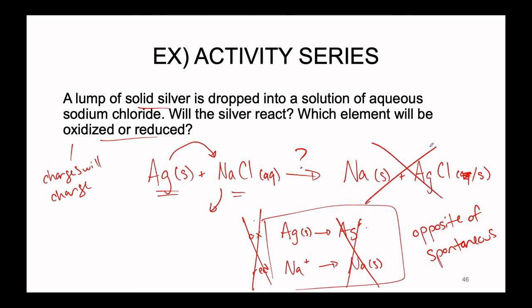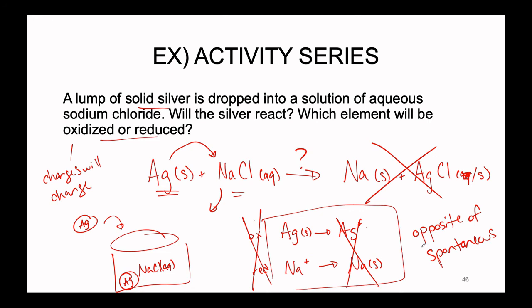Yes, we can physically on paper write a hypothetical set of products for this reaction, but if we were to physically take a lump of silver and throw it into a beaker of salt water, we would see a lump of silver sitting at the bottom of the beaker and nothing would happen. There is no reaction here.